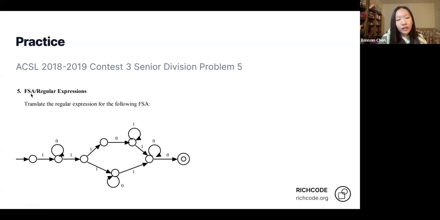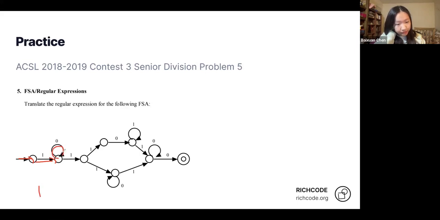So this is another problem, and again, we need to convert this FSA into a regular expression. So what we do is, again, we go through the whole diagram. So first we go through this arrow, right? And then we go to the next arrow to go to the next state. So we know we have to go through 1, 1.